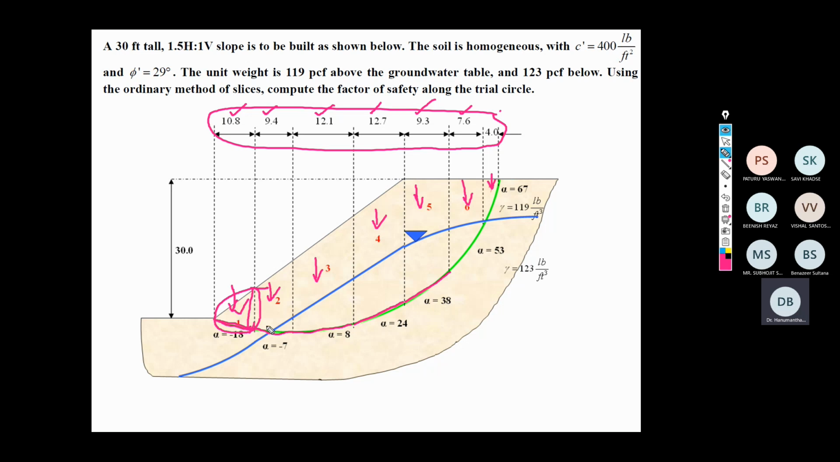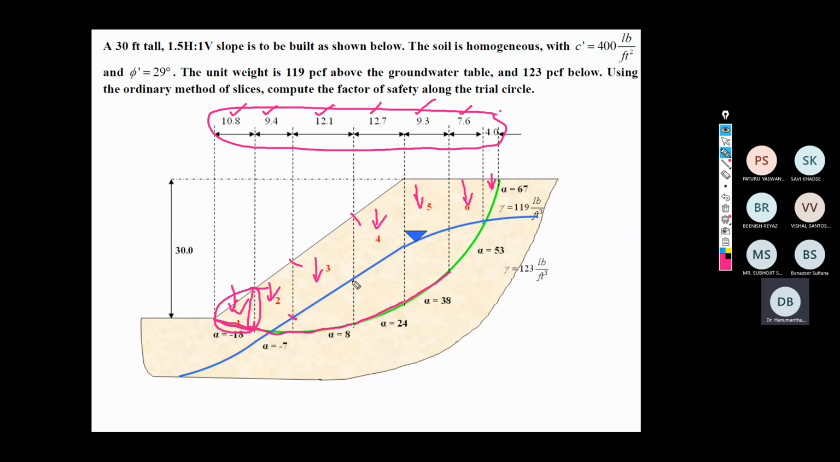Because if you give it to software, in no time the software measures the height of each slice, calculates the area, multiplies with the gamma and gives the weight. So for a computer, it's a fraction of a second. But for us, you need to manually measure the height of each slice.